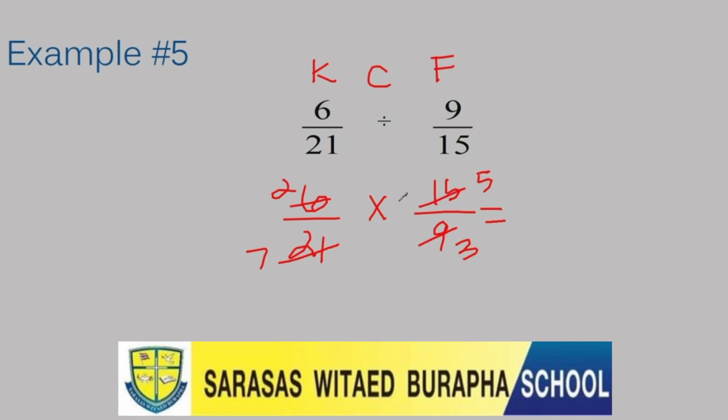2 times 5 is 10. 7 times 3 is 21. This is already in my simplest form. There's nothing that can go into both 10 and 21. So my answer to example number 5 is 10 over 21. That's my last example.